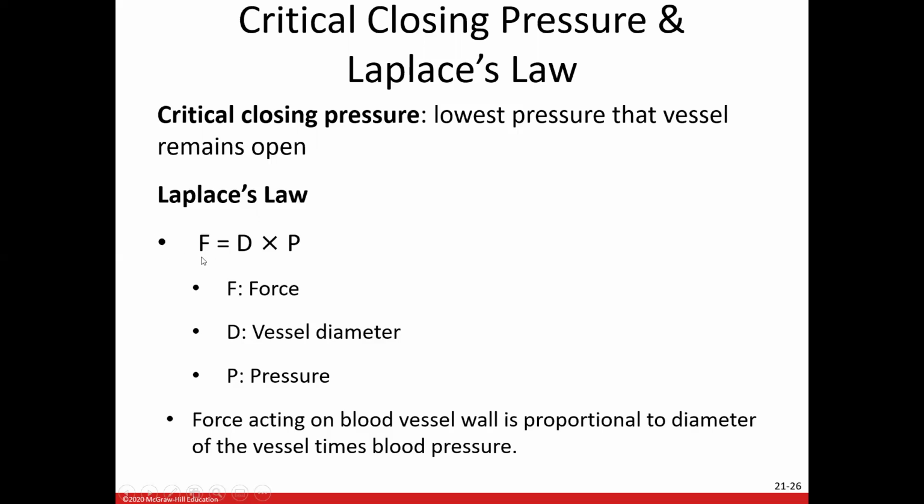The formula for that is force, or F, is equal to the blood vessel diameter D times P, which is the pressure of the blood vessel. Since there's no fraction bar here, both diameter and pressure are directly proportional to force. So force is directly proportional to diameter and pressure. If I increase pressure, we increase force. If I decrease pressure, we decrease force. Same with diameter. So it's a 1-to-1.